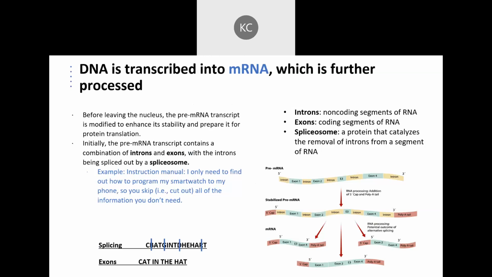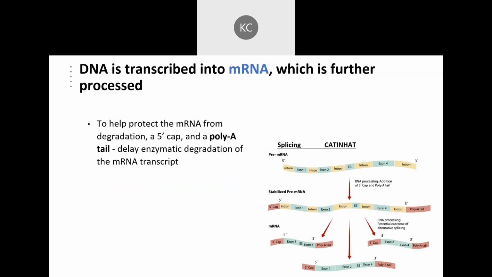This is in principle the same thing we have happening to our pre-mRNA. We splice out the unnecessary segments of RNA, and what we're left with is the final polished mRNA strand that can then be used in translation. Okay, so hopefully this makes sense for you, right?